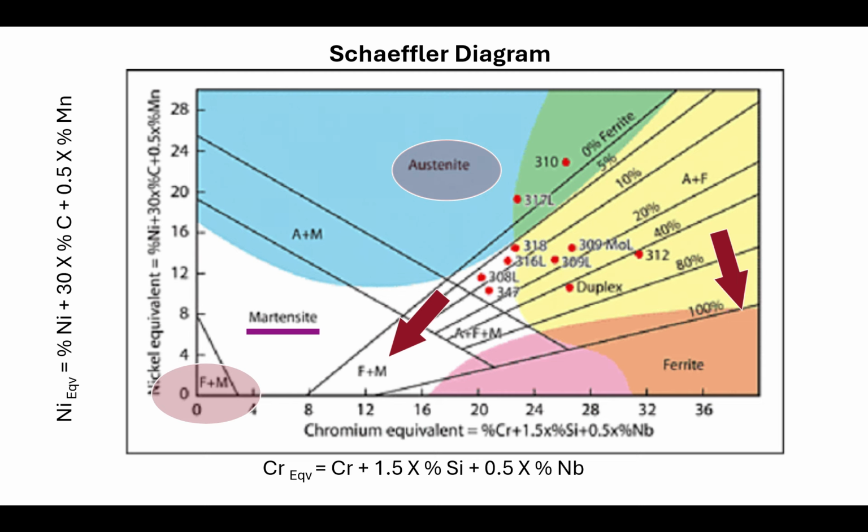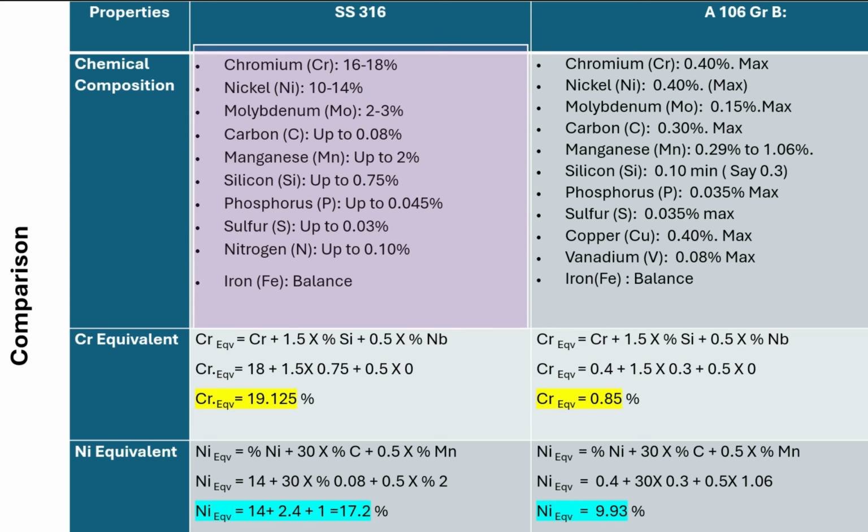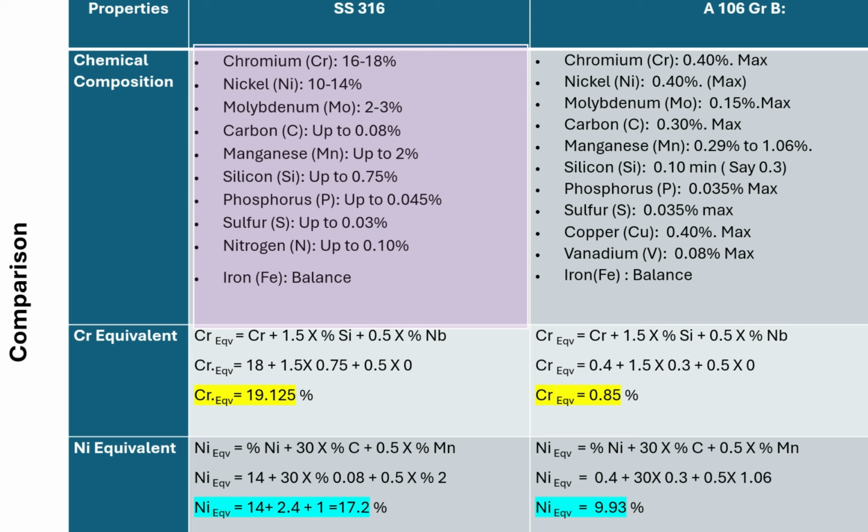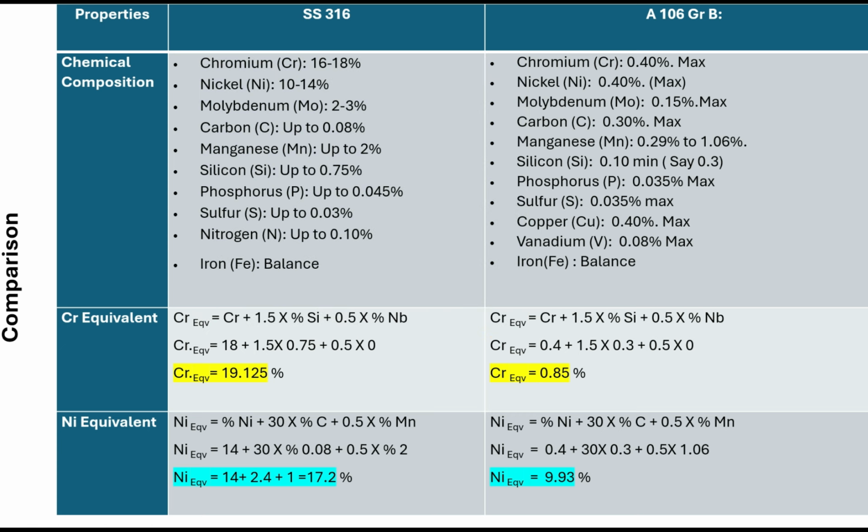Now, if you calculate the nickel equivalent and chromium equivalent of SS316, it will come here. SS316 has chromium 16 to 18%, nickel 10 to 14%, molybdenum 2 to 3%. One salient feature of 316, which differentiates it from 304, is the presence of molybdenum, which increases its corrosion resistance, particularly from chlorides. So molybdenum gives more corrosion resistance. Adding 2 to 3% molybdenum to stainless steel 304 converts it into 316.